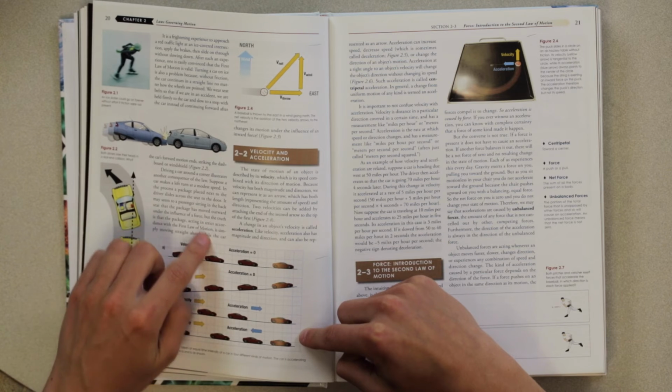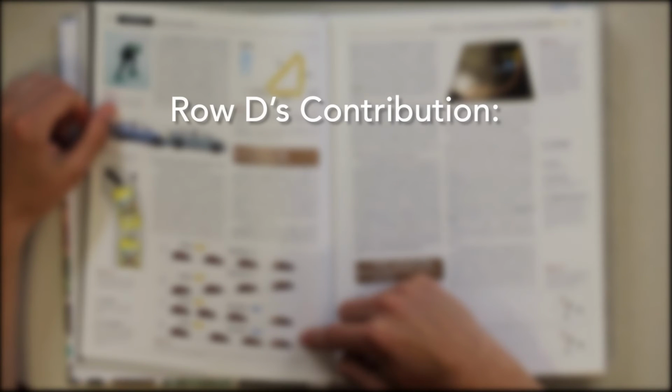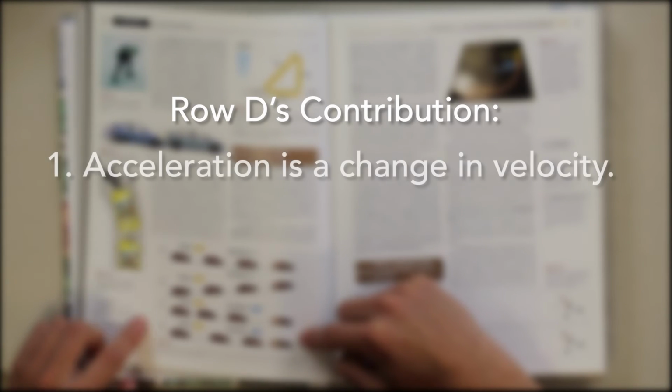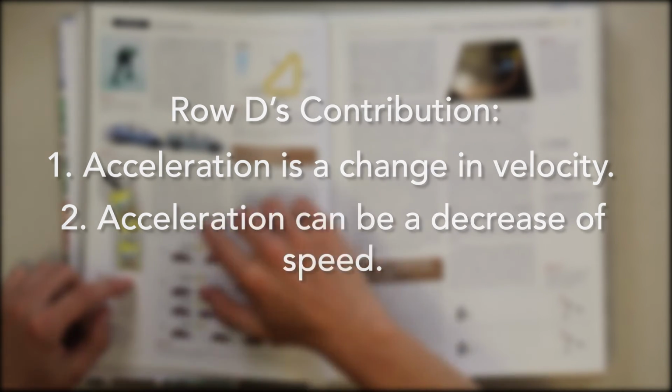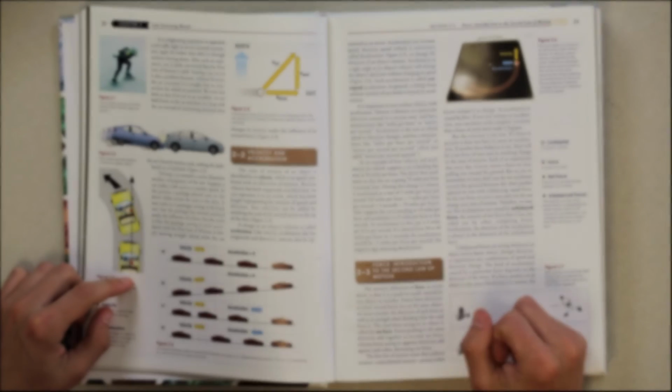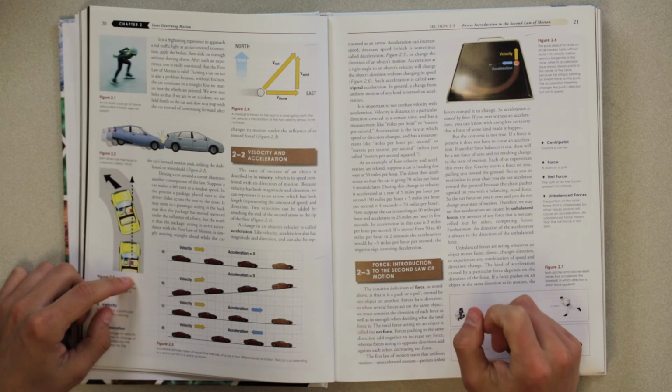This seems to contribute 2 important concepts. It again validates that acceleration is a change in velocity, but it also adds that this change can be a decrease as well as an increase in speed. Continue relating individual parts to the whole until doing so no longer adds to your understanding.